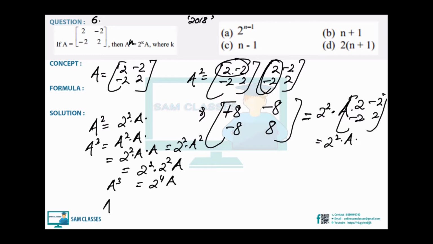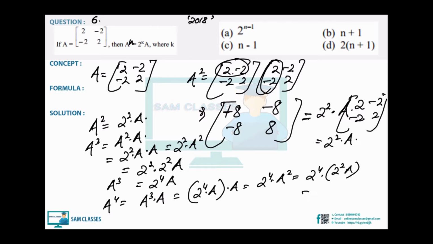Let's see A power 4. A power 4 will be nothing but A cube into A. So that will be equal to 2 power 4 into A, again into A. So that will be 2 power 4 into A square. Now put the value of A square, students, that is equal to 2 square into A.